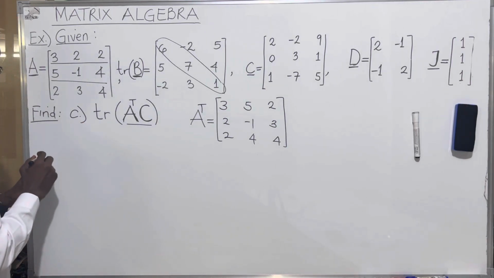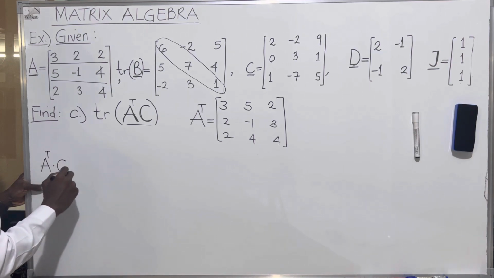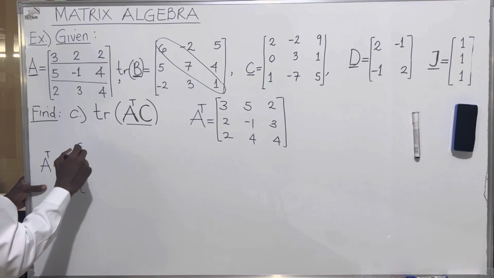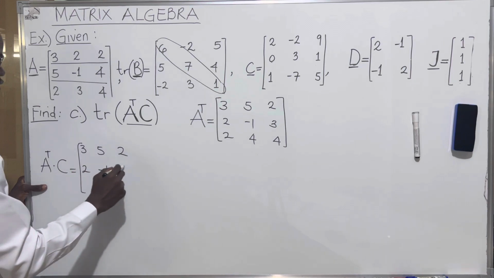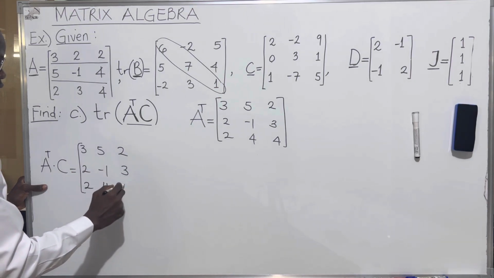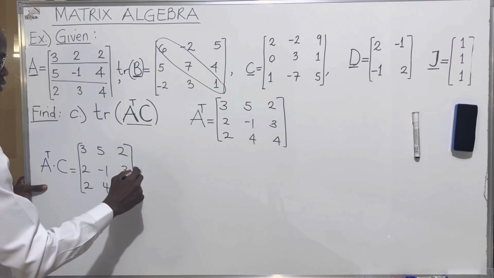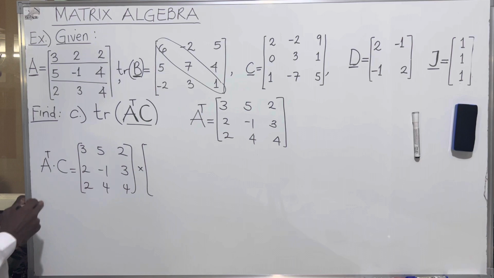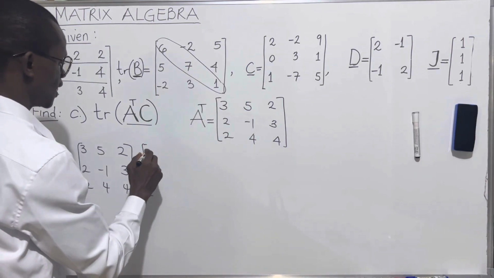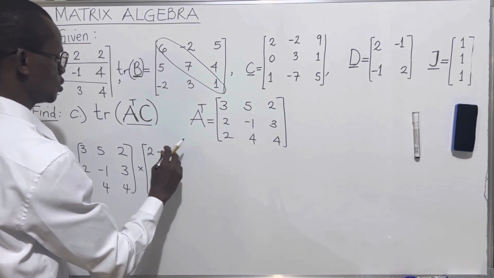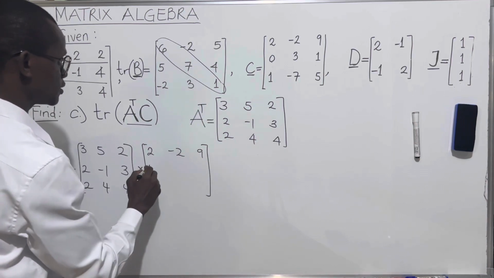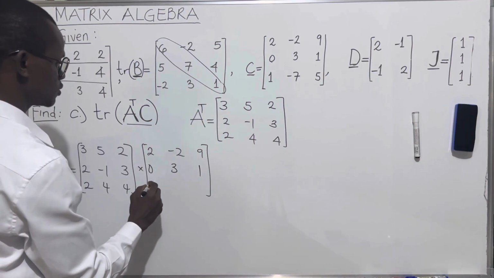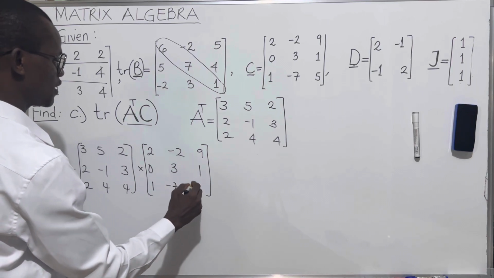So we just need to find matrix A transpose times matrix C. Matrix A transpose is 3 5 2, 2 minus 1 3, 2 4 4, times matrix C. Matrix C is that, so it's 2 minus 2 minus 2 and 9, and then this is 0 3 and 1, then 1 minus 7 and 5.